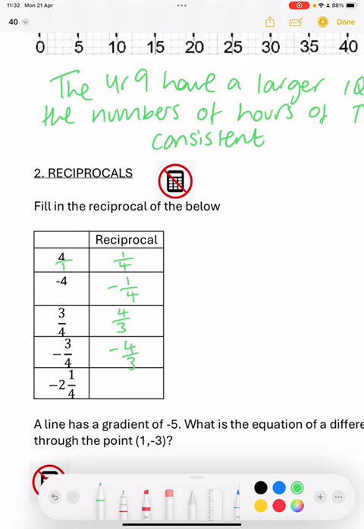And for this one, I'd write it first as an improper fraction. I think that'll be easier. So it's going to be minus 9 over 4. And then that'll be minus 4 over 9. So you literally just flip it. Don't change the sign, just flip it.